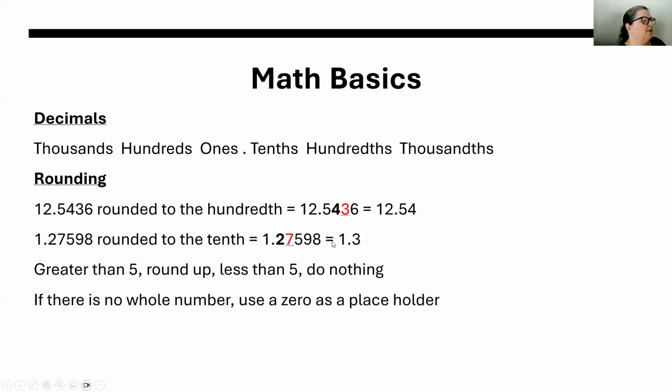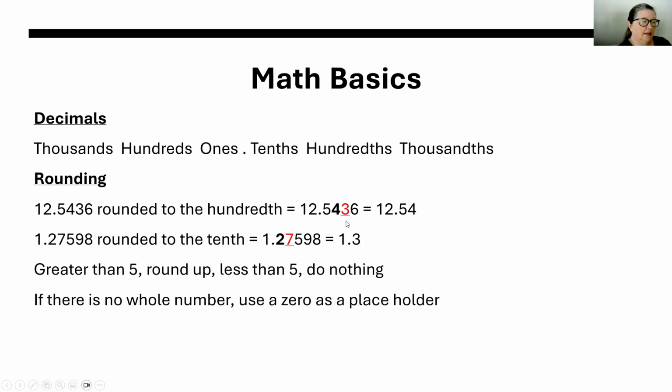So let me just show you what I mean there. So let's take this first one. It's 12.5436. Could come up when you calculate a dosage. Let's say we need to round to the hundredth. Okay. So the hundredth is what I have bolded here. That's the 4, because if you look up here, this is the tenths, this is the hundredths. Okay. That's the number we want to round to. That's the number that we're going to do something with, I guess.